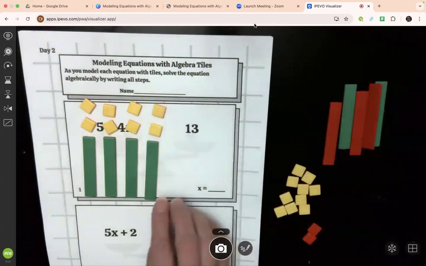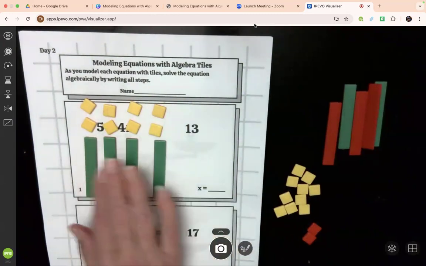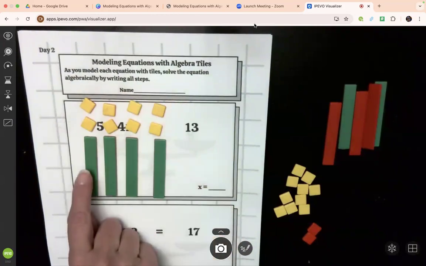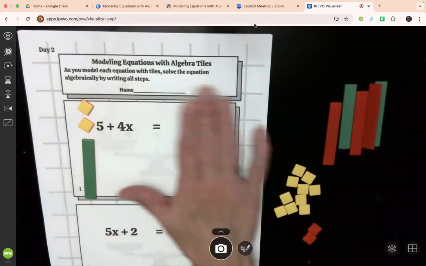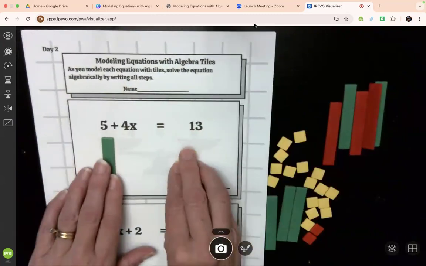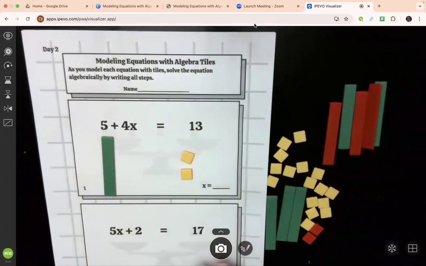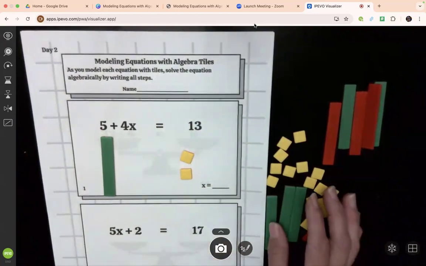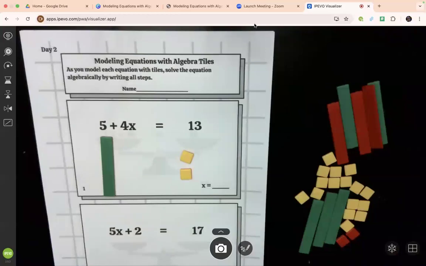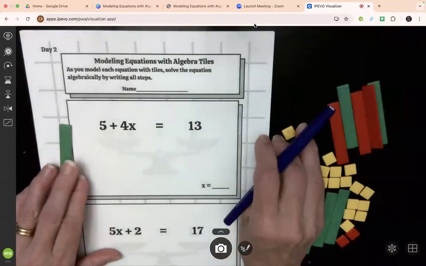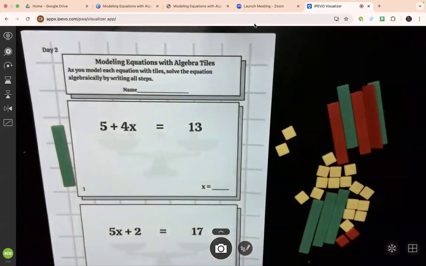All right, so it looks like if 4x equaled 8 units, 1x is going to equal 2 units. Okay, so our value of x equals 2. All right, so now today we're going to also write the steps of the equation. So we modeled it with our algebra tiles. So now what does that look like if you're solving it?